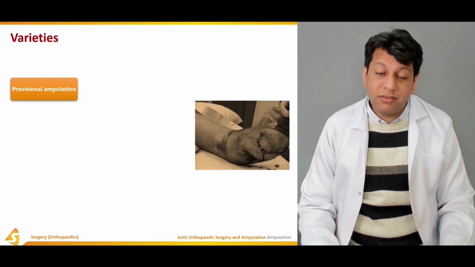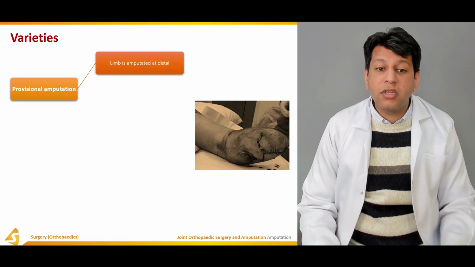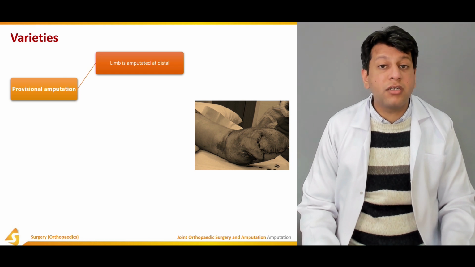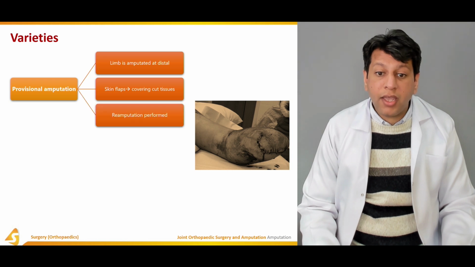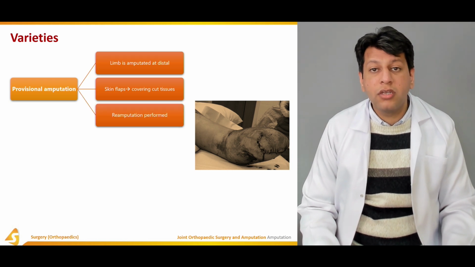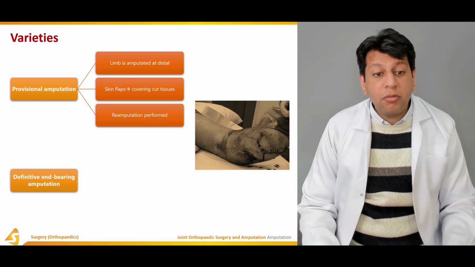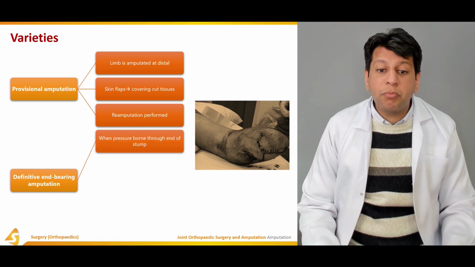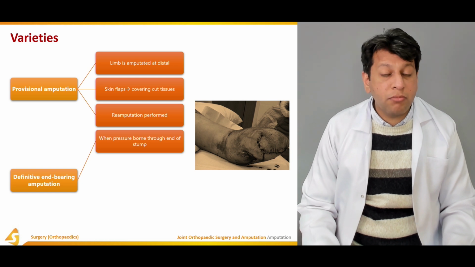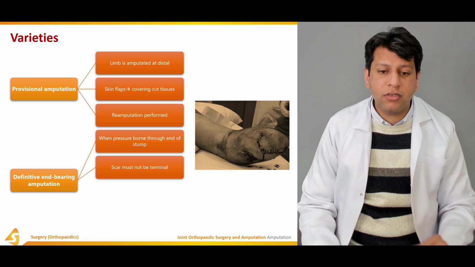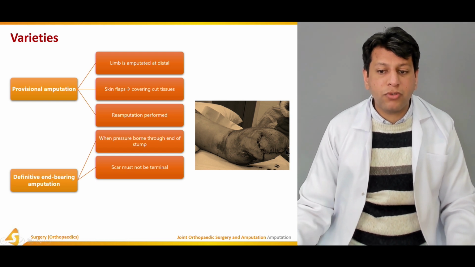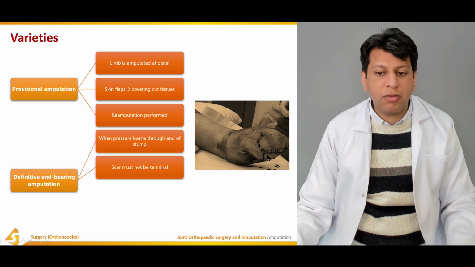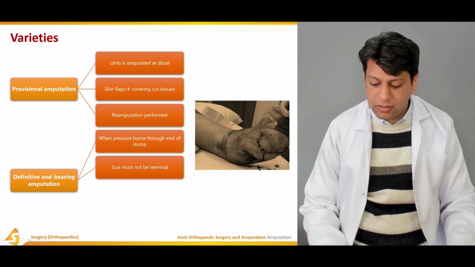Now coming to the varieties. This could be a simple provisional amputation, wherein the limb is amputated at the distal most part. Skin flaps usually are used to cover the cut tissues, and re-amputation is actually performed. Definitive end-bearing amputation includes when the pressure is borne through the end of the stump, for example, below knee amputation. Our scar must not be terminal, as you can appreciate over here, because if the prosthesis is going to fit over this area, then it's going to affect the scar over here. Therefore, you need a prosthesis which can fit around this area.